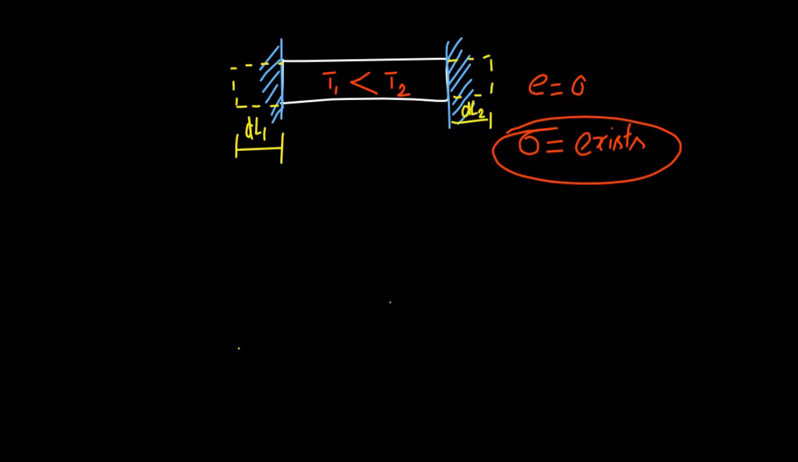Now why can preventing the expansion lead to the manifestation of stress? That is the question. Well, I'm going to give you an intuitive explanation. Let us take the same bar.